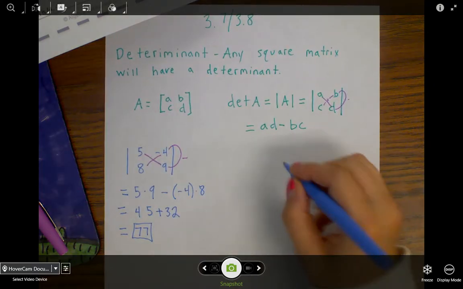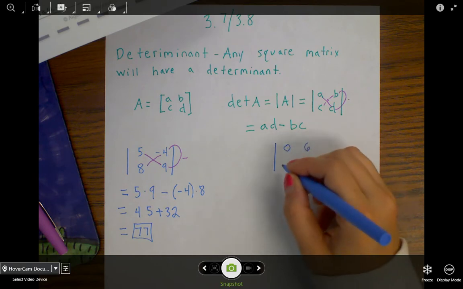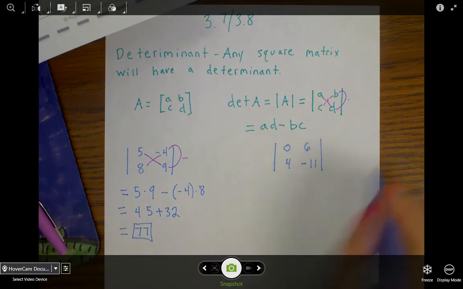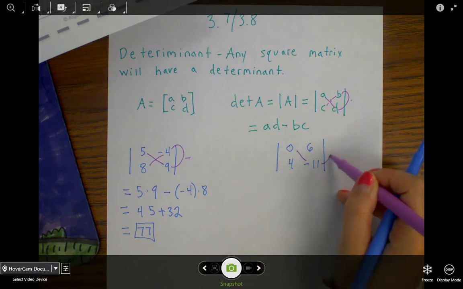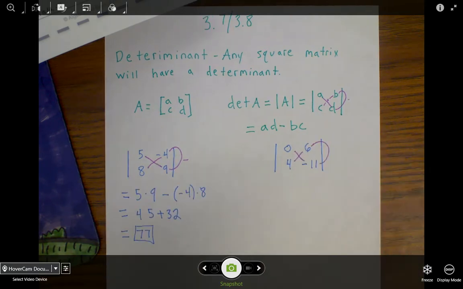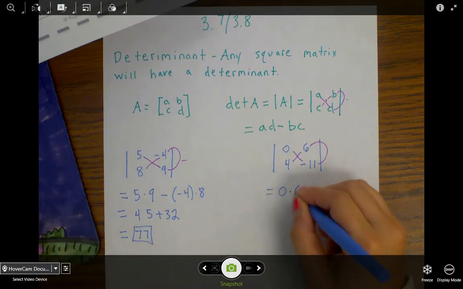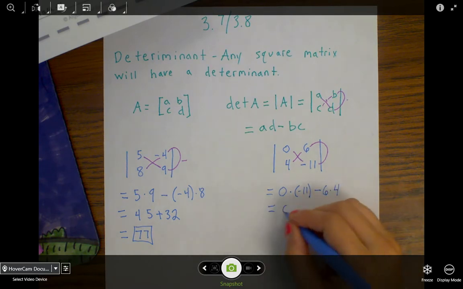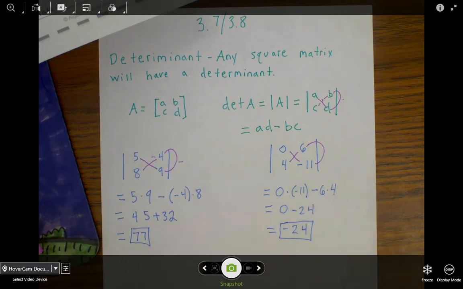Now let's look at one more. So again, finding the determinant, we have 0, 6, 4, -11. So again, we're wanting to find the determinant. So this time we're going to do 0 times negative 11 minus 6 times 4. So we get 0 minus 24, which gives us a negative 24.